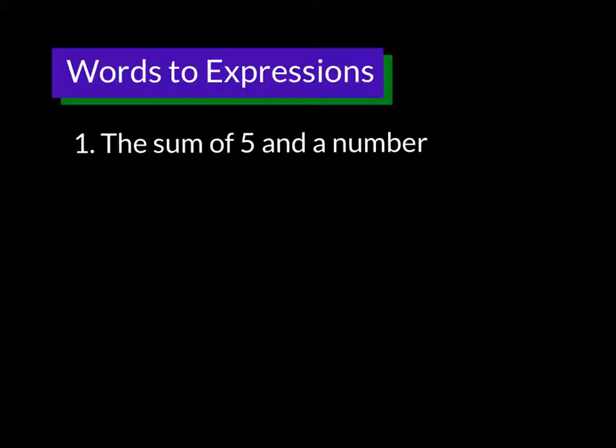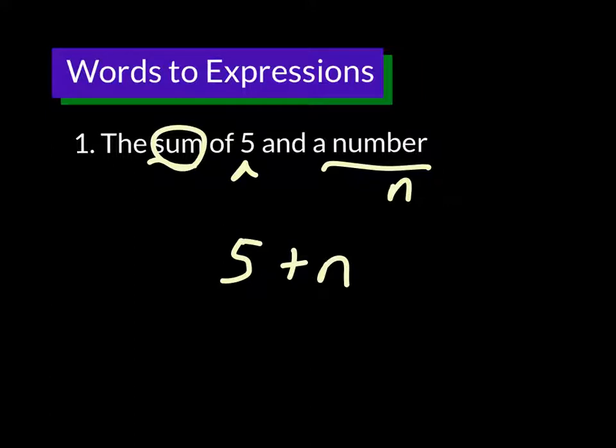Think about how to write each of the following phrases as an algebraic expression. 1. The sum of 5 and a number. The word sum means addition, and we are given the number 5, and we're going to add another number, but that number is not known yet, so we're just going to represent it with a variable. And the variable could be a letter or a symbol. You can use anything. In this case, let's choose n. So this phrase can be expressed in algebra as the sum of 5 and n.